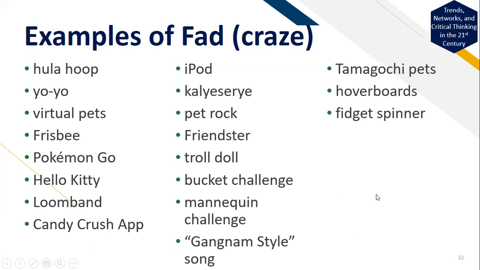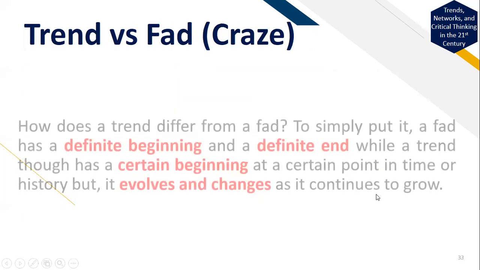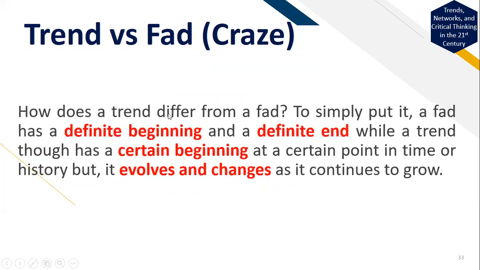Okay? So, trend versus fad. How does a trend differ from a fad? To simply put it, a fad has a definite beginning and a definite end, while a trend has a certain beginning at a certain point in time or history, but it evolves and changes as it continues to grow.